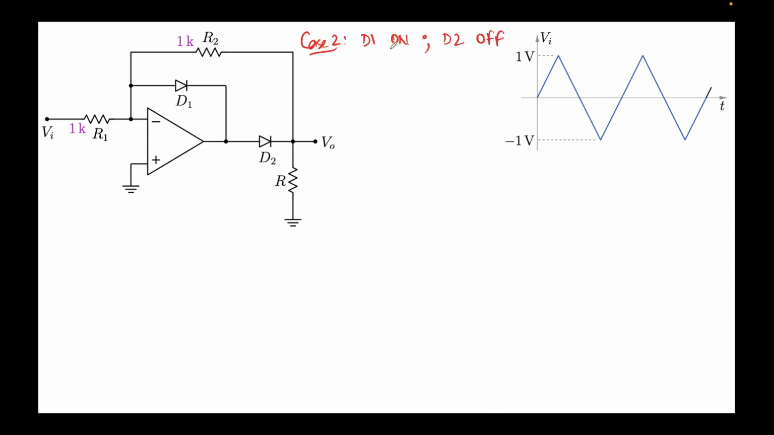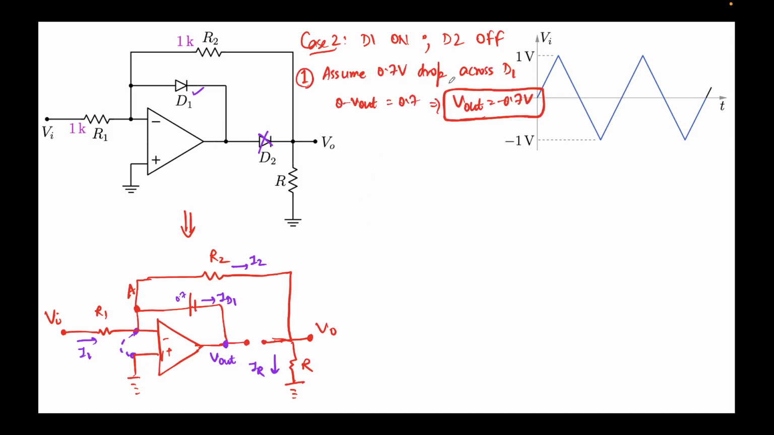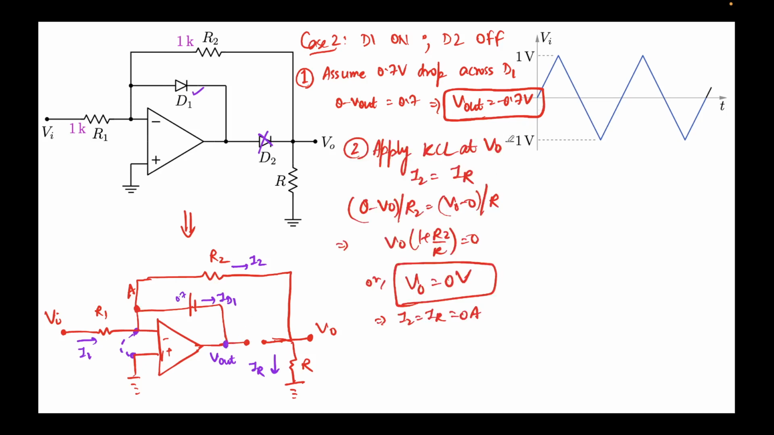Now taking the second case, where I assume D1 to be on and D2 to be off, this means this is on, while this is not conducting. The circuit diagram will look something like this. Everything else remains the same. Here there is a drop of 0.7. These are the currents, but this is open circuit. This node is again sitting at V out. So like the previous case, I'll assume a 0.7 volt drop across D1, and 0 minus V out equals 0.7, so I obtain V out equal to minus 0.7 volts. So this node is sitting at minus 0.7 volts, correct?